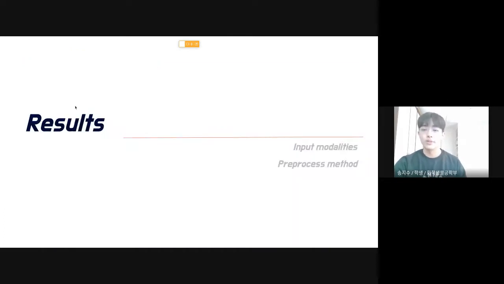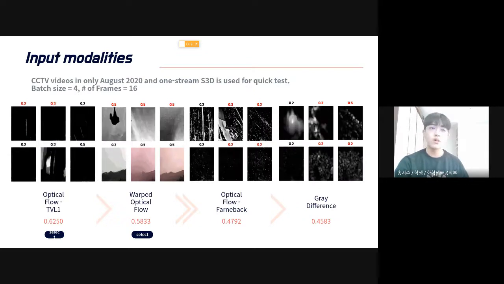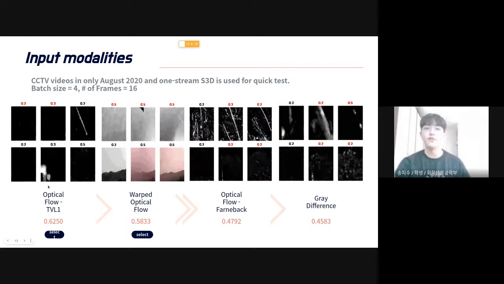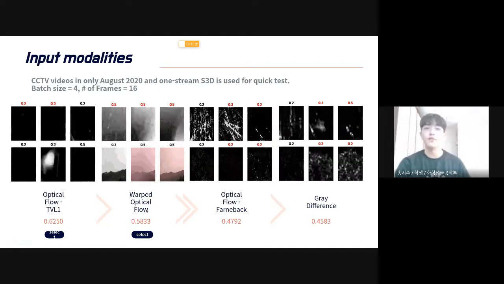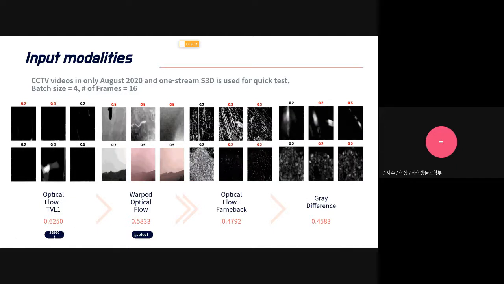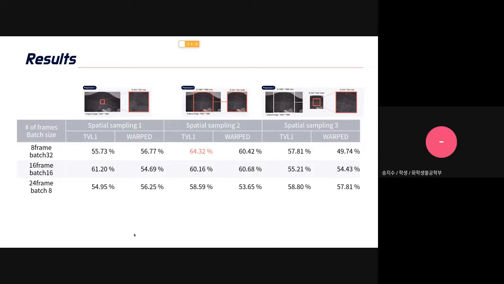Now here are our results. First, there were various optical flow candidates, so we tried a quick test first. After our testing, TVL1 and warped optical flow showed good performance, so we used these 2 in our study. Because of the limited computational resources, we cannot pass all frames from spatial temporal sampling, which was very depressing. We had to use only a few consecutive frames to increase the batch size, and the best case shows 64% accuracy.